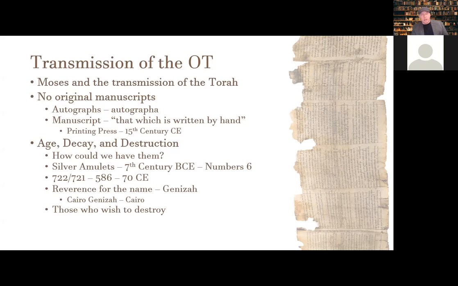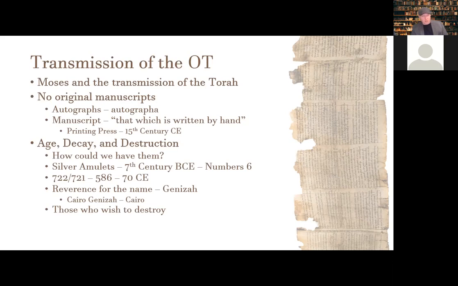Because it's illogical and unrealistic to think that these autographs, written on papyrus and parchment, would have survived that long. Who could have them, or how could we have them? When we look at the oldest text we have of the Hebrew Bible, we look at the Dead Sea Scrolls.